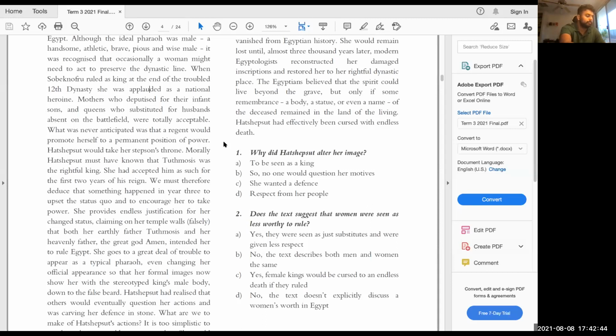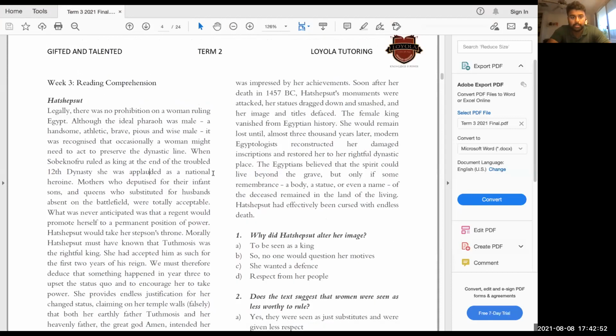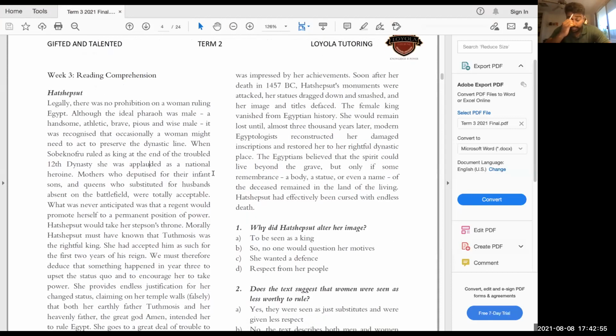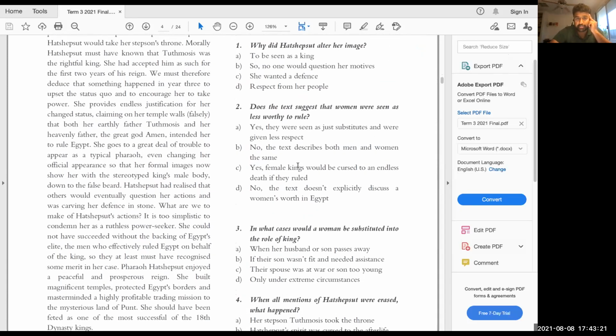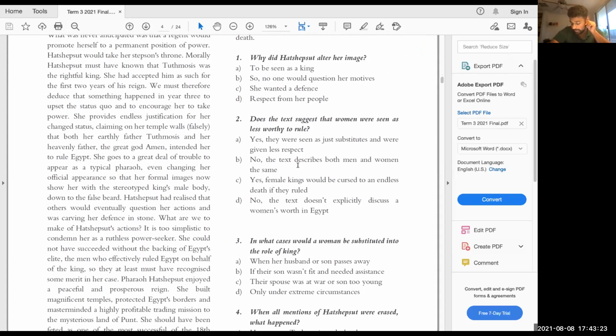Can you go through the questions after? Yeah, not all the questions. I'll try to go through some of them. Okay, so week 3 of reading comprehension. I want to talk to you guys about this. Okay, perfect, I have access to drawing. So let's take a look at question number 2. It's something that a lot of you guys have had an issue with.